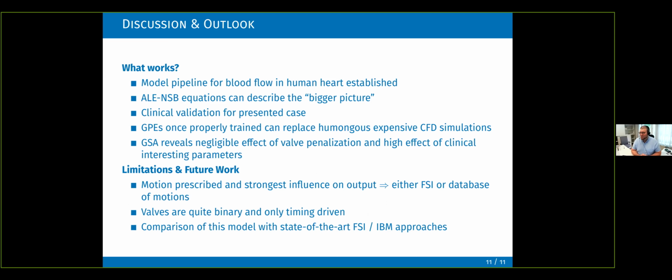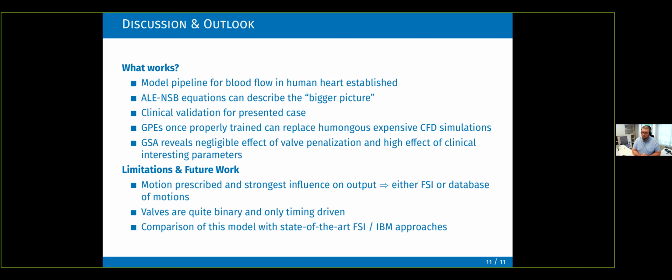So I showed you we have this pipeline for modeling a heartbeat using these resistive, penalized valves. And it works. We still get some nice clinical validation out of that. And the GPE approach, the surrogate modeling, is a very nice tool to study sensitivities of your model from input to output. And of course, a limitation, as I said before, is that there's no FSI involved here.